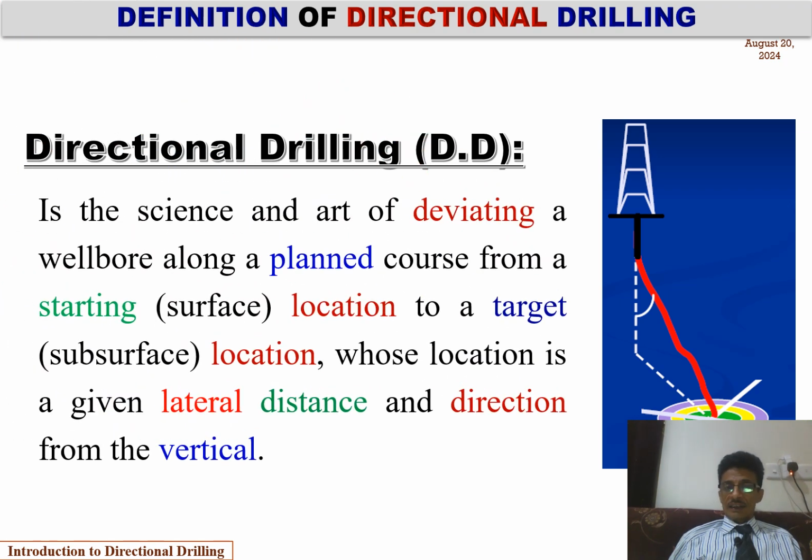Directional drilling (DD). The definition: it is the science and the art of deviating a wellbore along a planned course from a starting surface location to a target location, whose location is a given lateral distance and direction from the vertical location.